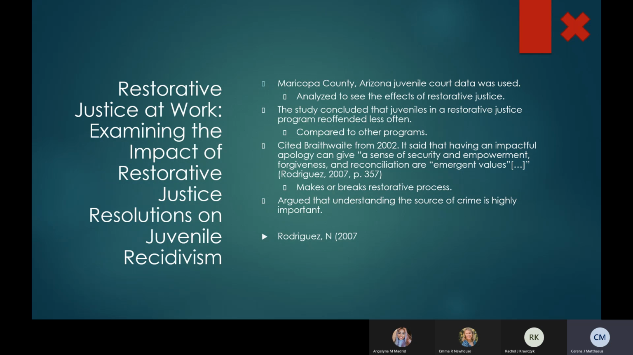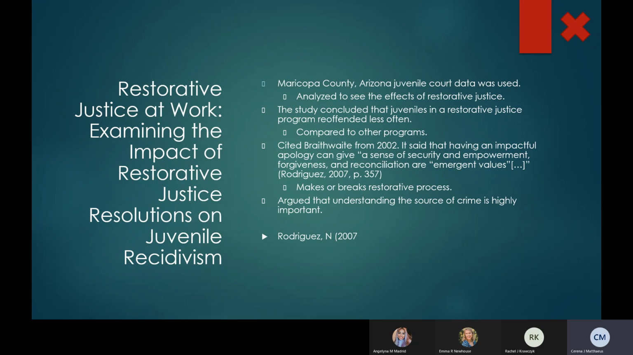The study concluded that juveniles in restorative justice programs reoffend less often than juveniles not in restorative justice programs, and they reoffended less than juveniles in programs other than restorative justice. And the article cited Braithwaite from 2002, and it said that having an impactful apology can give a sense of security, empowerment, forgiveness, and reconciliation, and that's one of the most emergent values for restorative justice. And having an impactful apology is what makes or breaks the effectiveness of restorative justice.